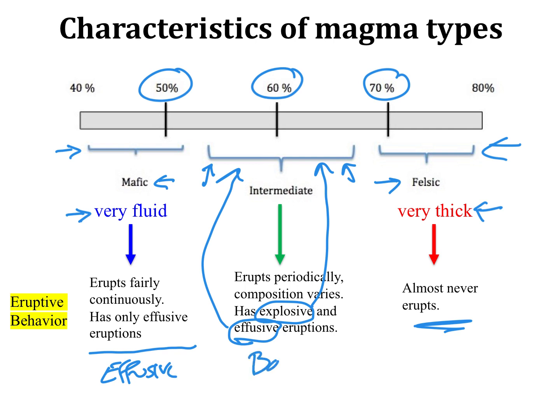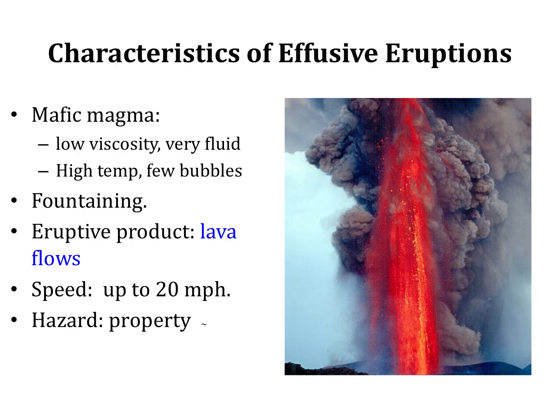We have both effusive and explosive in the middle. And here we have explosive if it does erupt, but it rarely erupts. So we're going to talk about the two main categories of eruptions, effusive and explosive. We're going to start with the effusive eruptions.